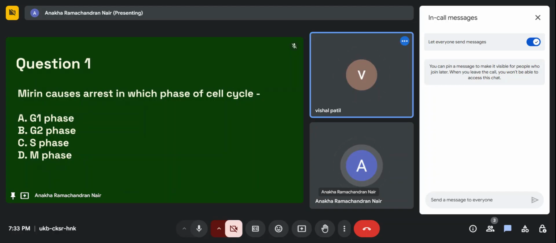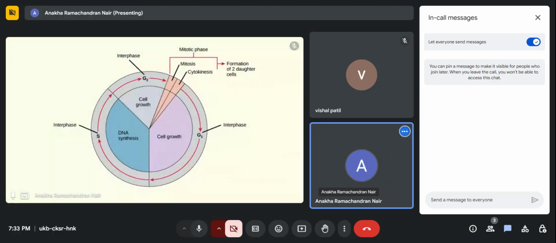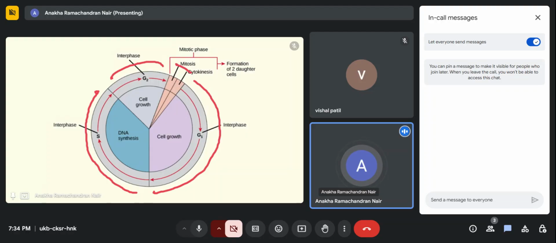So let me just explain the different phases of the cell cycle, right? The first phase is G1 phase, where the cell growth happens. Phase 2 is the S phase, where the DNA is doubled or DNA synthesis happens. This is followed by G2 phase, where further cell growth happens, and this is followed by mitosis, where the cell divides to give rise to two daughter cells. And the two daughter cells will start with the G1 phase again, and that is the cycle that is followed.